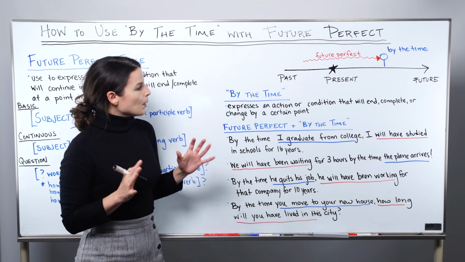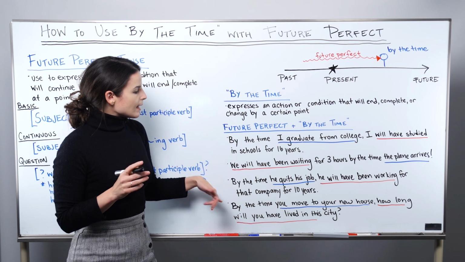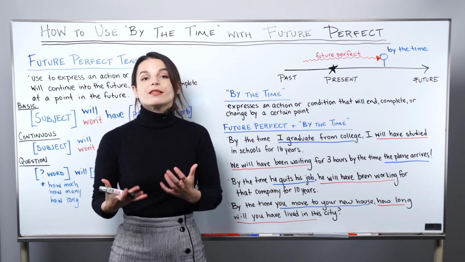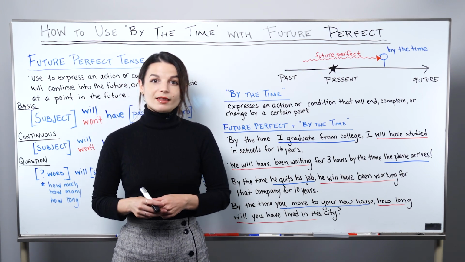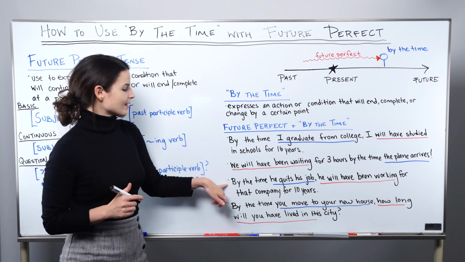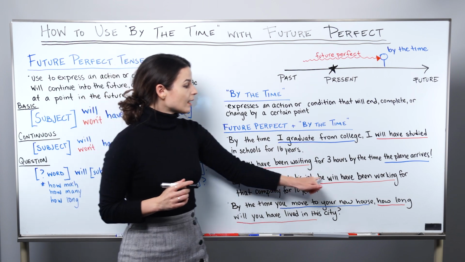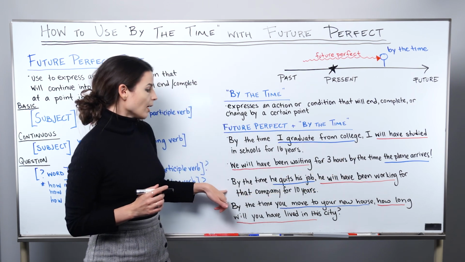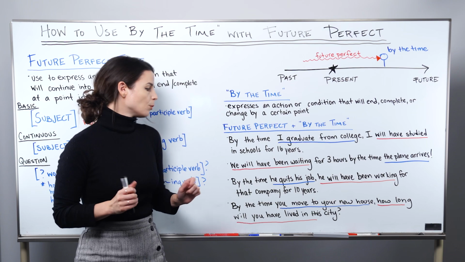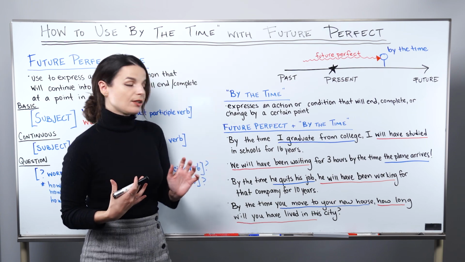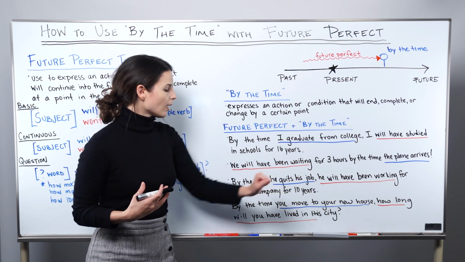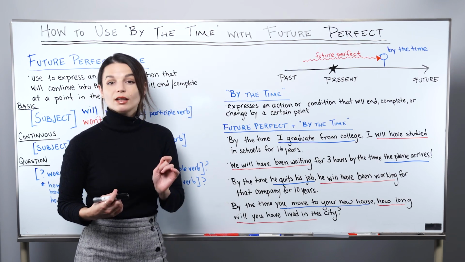Okay? So let's look at one more example sentence, and then I want to talk a little bit about some interesting grammar that we see in these examples. So let's look at this next one. By the time he quits his job, he will have been working for that company for 10 years. Once more, by the time he quits his job, he will have been working for that company for 10 years.